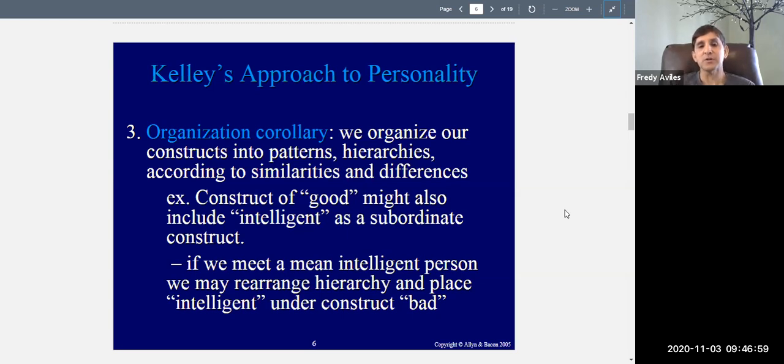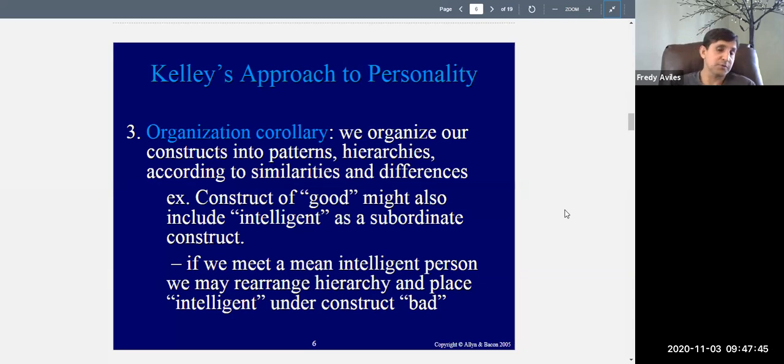But if we meet an intelligent person that is mean, that is awful, we might rearrange that and place intelligent under the construct bad. So the point is we organize these constructs in groups and in a hierarchical way, with some things being under others, some things being above others. That's what I mean. There's organization to them, okay? For the most part, most people think that intelligent people are good. If someone's intelligent, that usually means that they're a good person. They think and act reasonably. But yes, it is possible to meet intelligent people who are actually very bad people. But we usually think of intelligent people as very good people.